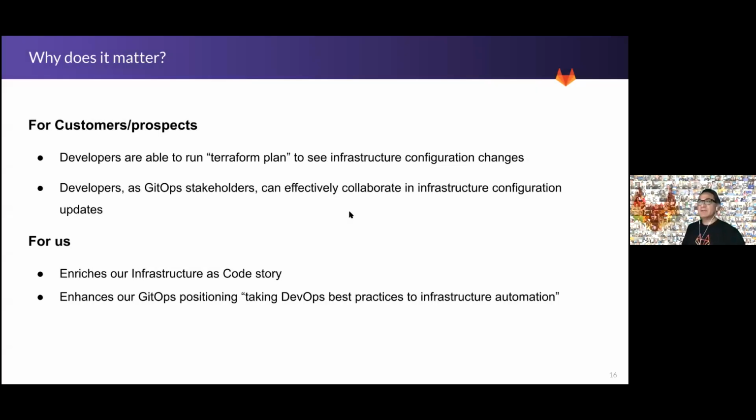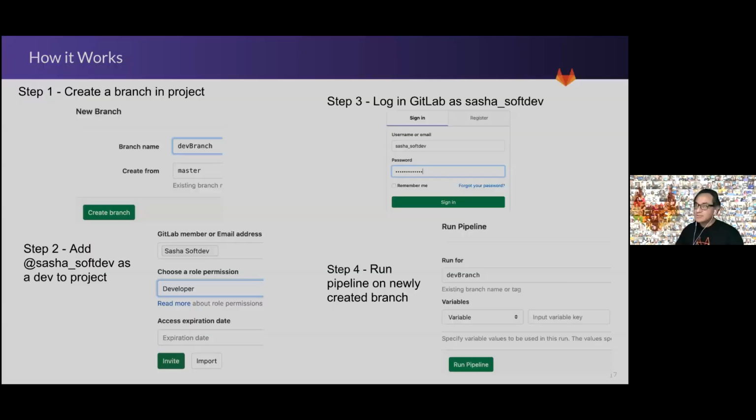So what does it matter for customers? Developers are able to run a Terraform plan to see infrastructure configuration changes, and developers or GitOps stakeholders can effectively collaborate on infrastructure configuration updates. And for us, again, like before, it enriches our infrastructure as code story, and it enhances our GitOps positioning of taking DevOps best practices to infrastructure automation.